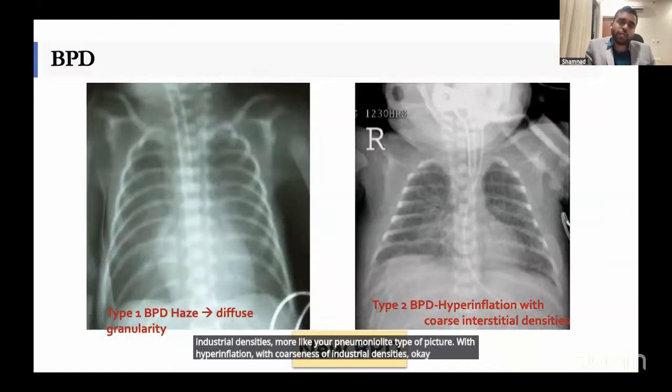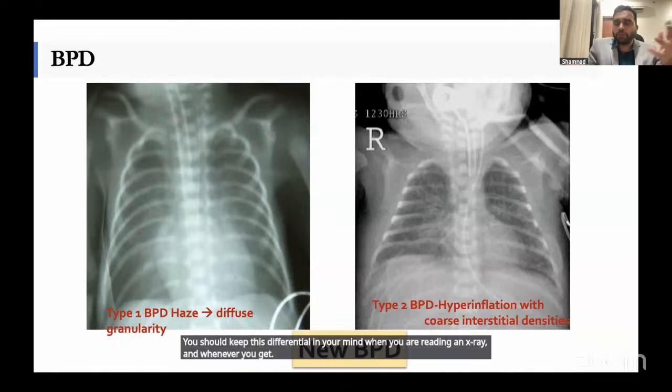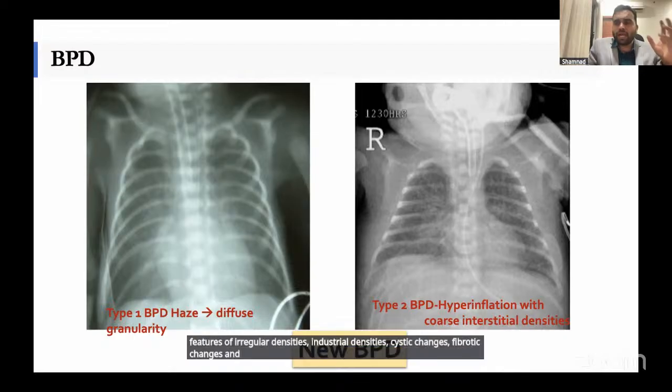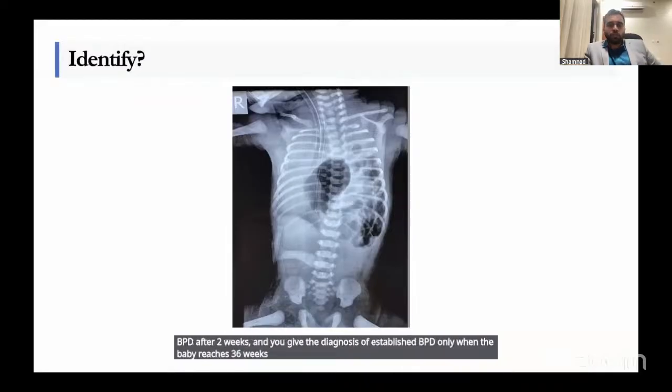Now, for any baby with changes starting after 14 days of life, you should keep BPD in your differential when reading an X-ray, whenever you get features of irregular densities, interstitial densities, cystic changes, fibrotic changes. Because starting from 14 days, we give a diagnosis of evolving BPD after 2 weeks, and you give the diagnosis of established BPD only when the baby reaches 36 weeks. Okay.